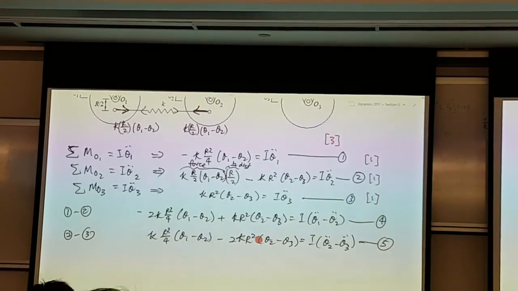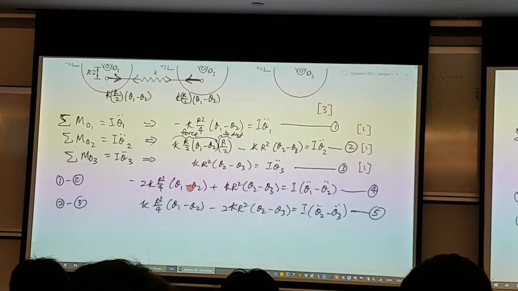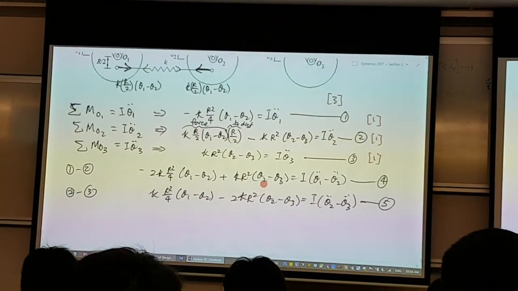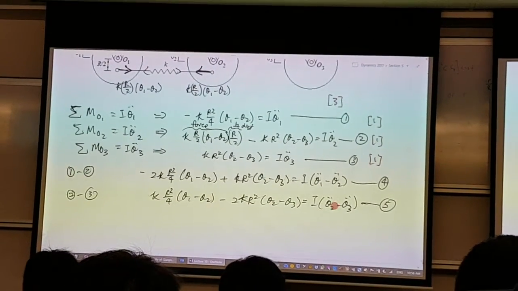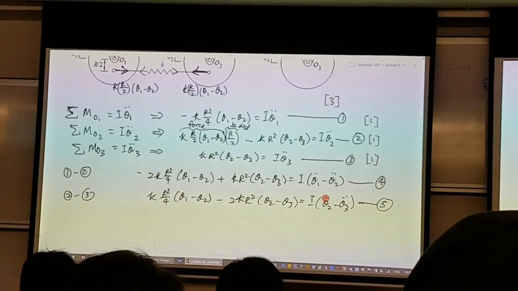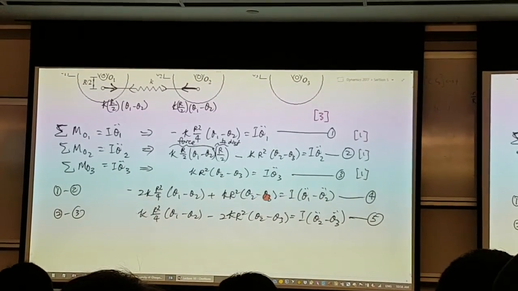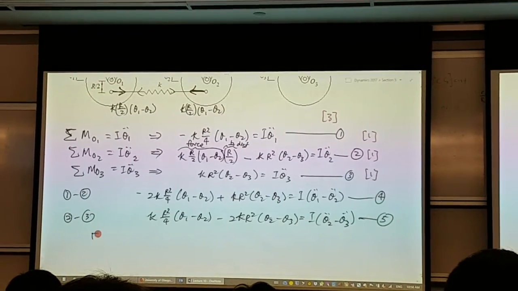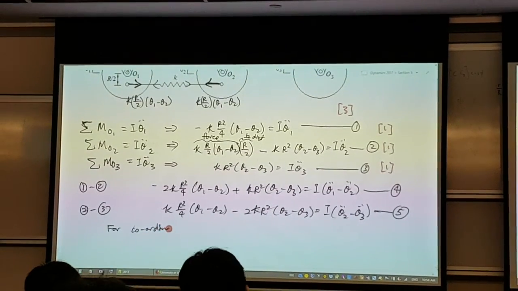To do that, I get to see certain patterns where I have theta 1 minus theta 2, theta 2 minus theta 3, theta 1 minus theta 2, theta 2 minus theta 3. I only got these two types, 1 minus 2 and 2 minus 3. And why are these two types important? So that I can then do my coordinate transformation.